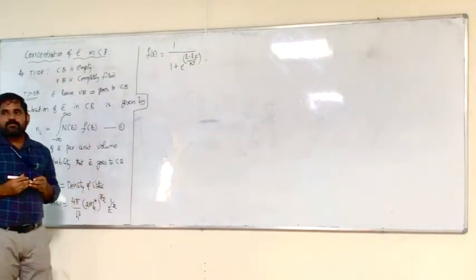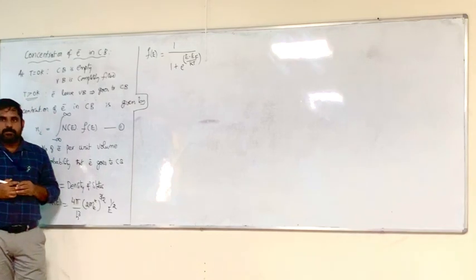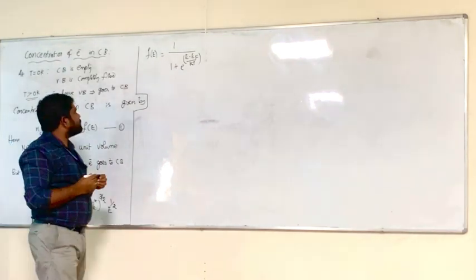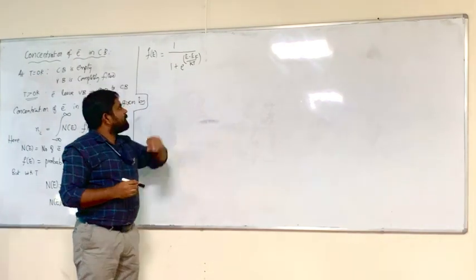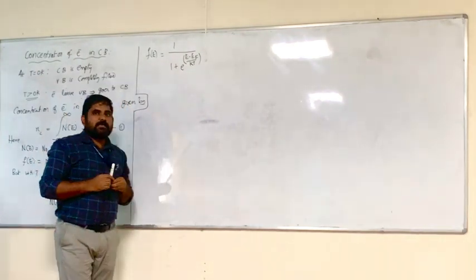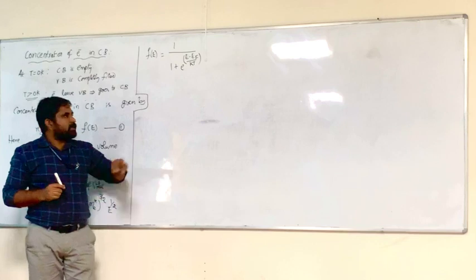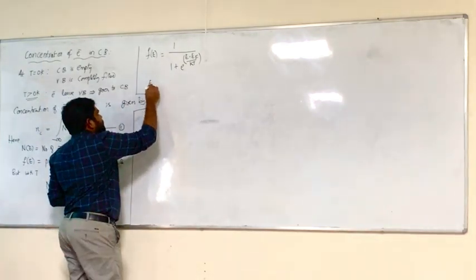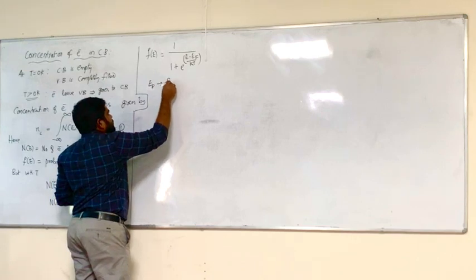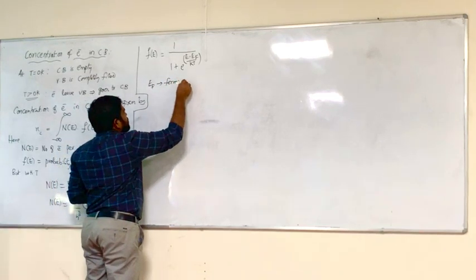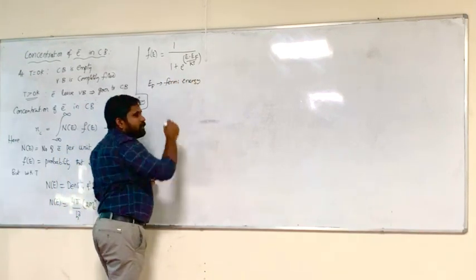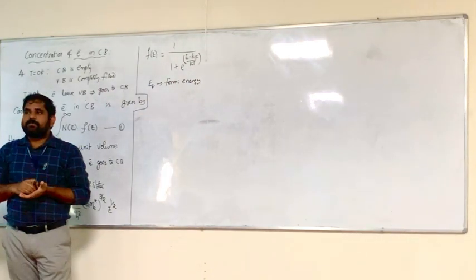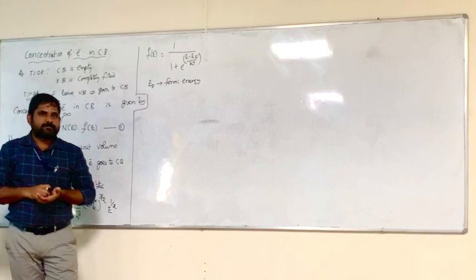If anything is not clear, please ask me. Substitute that. E minus Ef by kT. E is the energy state. Ef is called Fermi energy. Ef is called Fermi energy. So you need to know what is the Fermi energy.